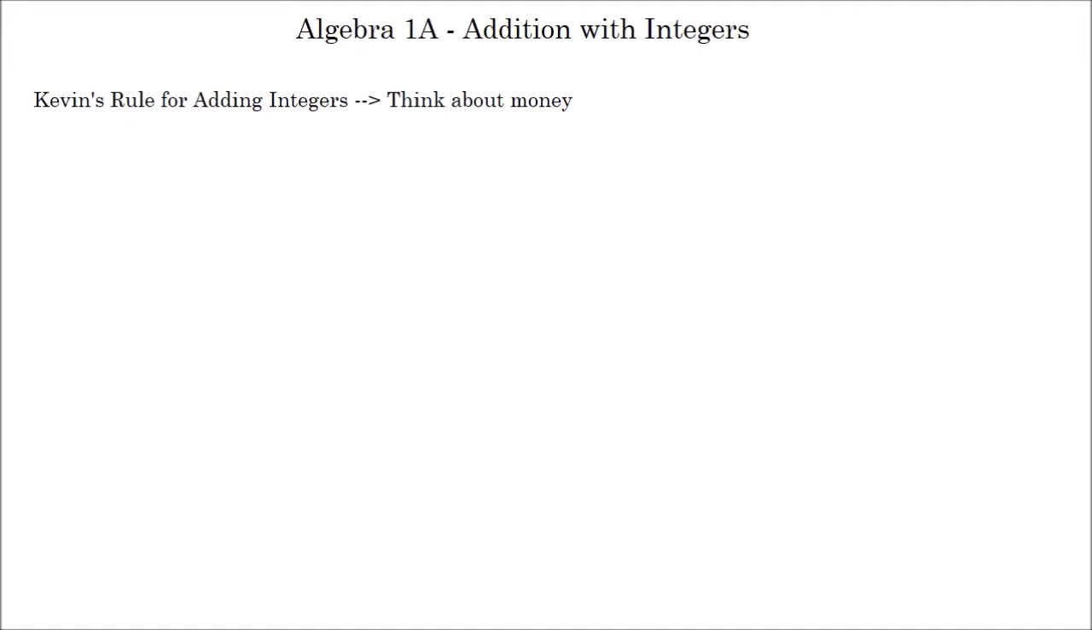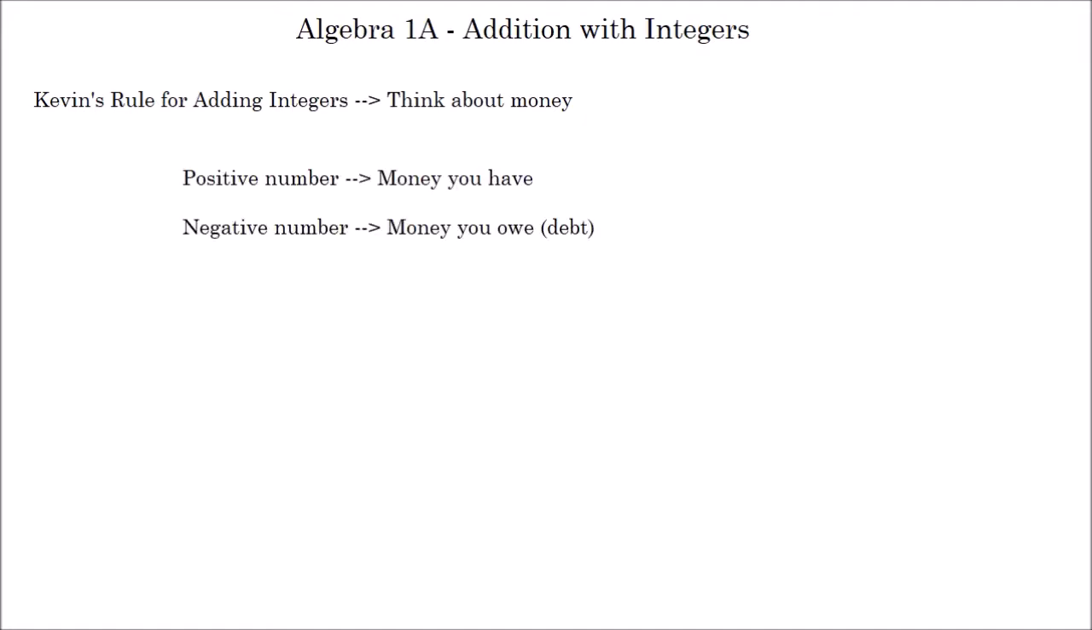So different people have different rules that they give for adding these integers, but I'm not going to get into that right now. To me, what I'm going to tell you when you're adding these integers is to think about money. So with money, if you are adding with a positive number, that positive number represents money that you have. Money you have for positive.